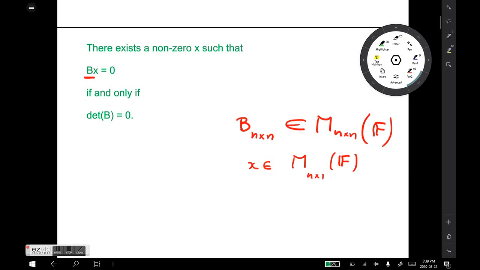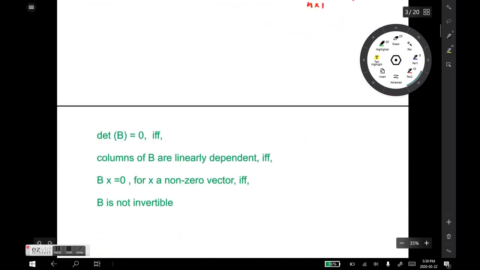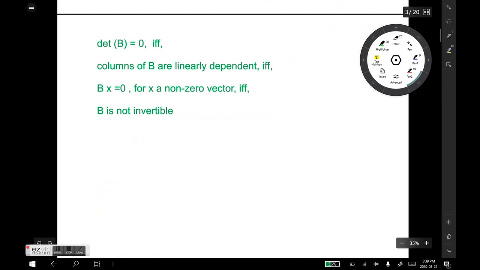I mentioned this as a fact, and I want to explain because many of you asked me why this holds. But to actually explain this, we instead prove something bigger. If the determinant of B is equal to 0, you agree that the columns of B are linearly dependent.